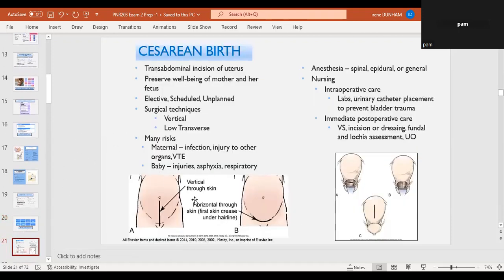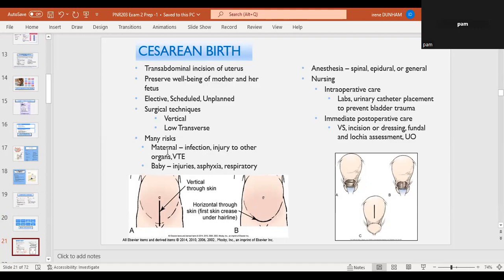So here's a nice little picture of a cesarean birth where they do a trans-abdominal incision of the uterus. These are good. As you can see here, the low transverse, we call that what? The bikini cut. And then you have a low vertical through the skin. What you have to worry about really is what's on the uterus. So many risks.